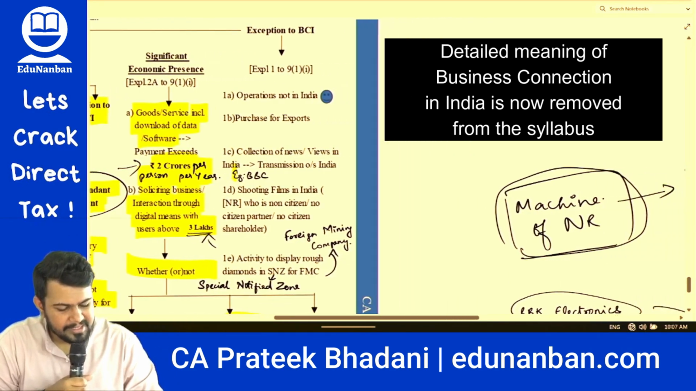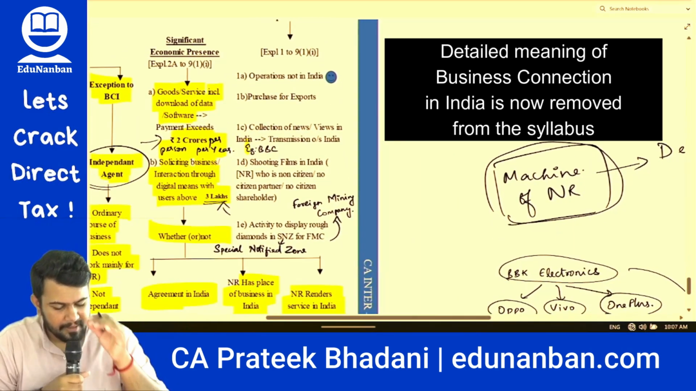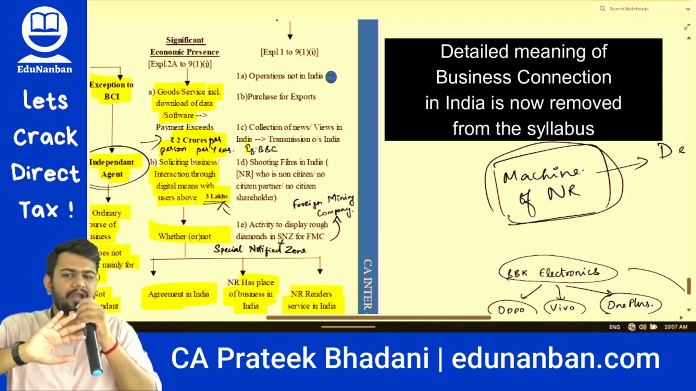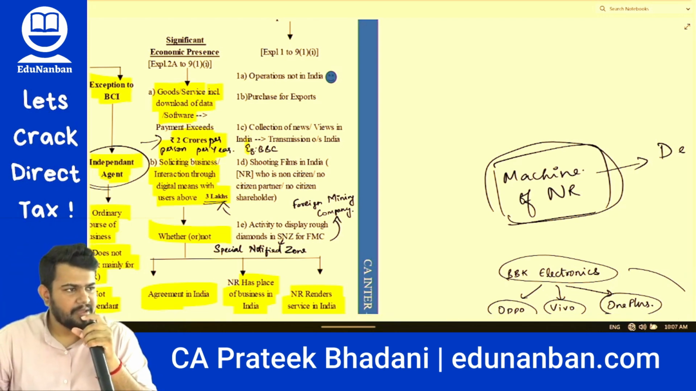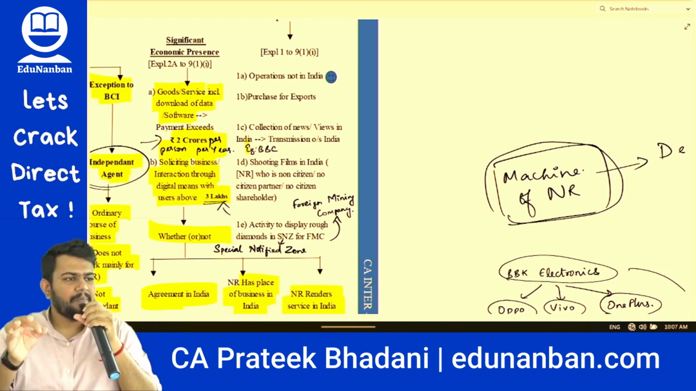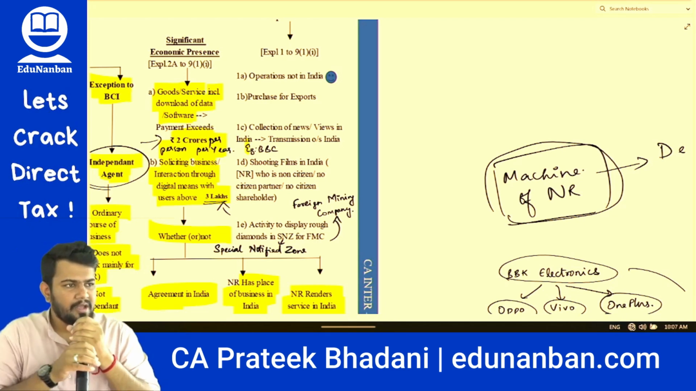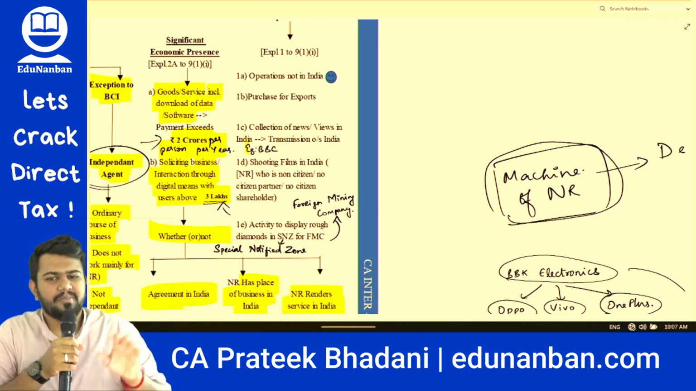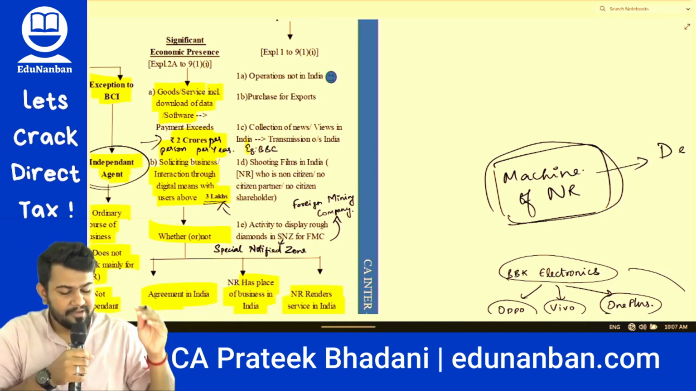Now let's come to exception to business connection in India. So there are 5 cases where it will not be considered as business connection. First case is what? Operation not in India. If the operations are not done in India, such operations will not be called business connection in India.